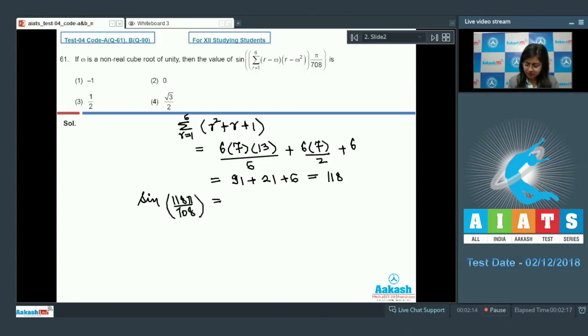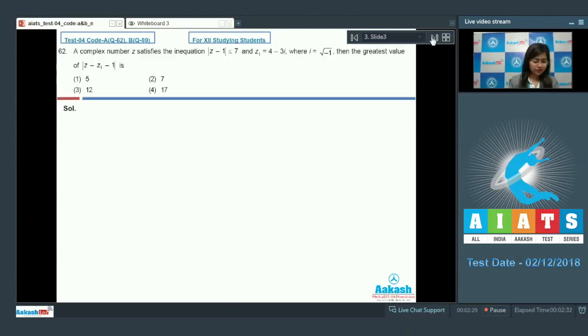So this can further be written equal to sine of pi upon 6, that is it will be equal to sine of 30 degrees, that is 1 by 2. So the correct answer will be option number 3.